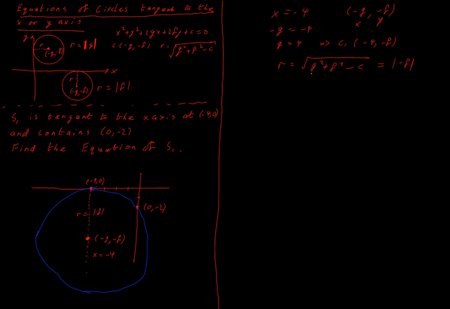So what does that allow me to do? I can square both sides. And I get g squared plus f squared minus c is equal to f squared. Subtract f squared from both sides.